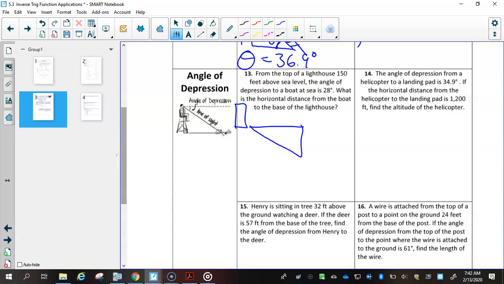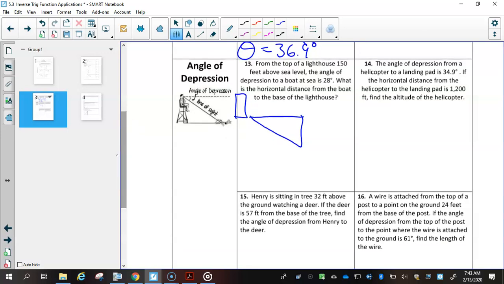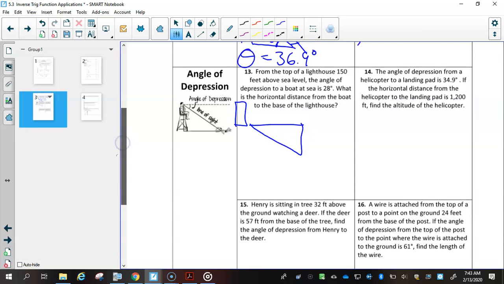Also, that would be assuming that these two lines are parallel, and we don't know that for sure. Like I said, you can use that, but you're no longer thinking angle of depression when you do that. You're thinking angle of elevation. So you get the same answer.